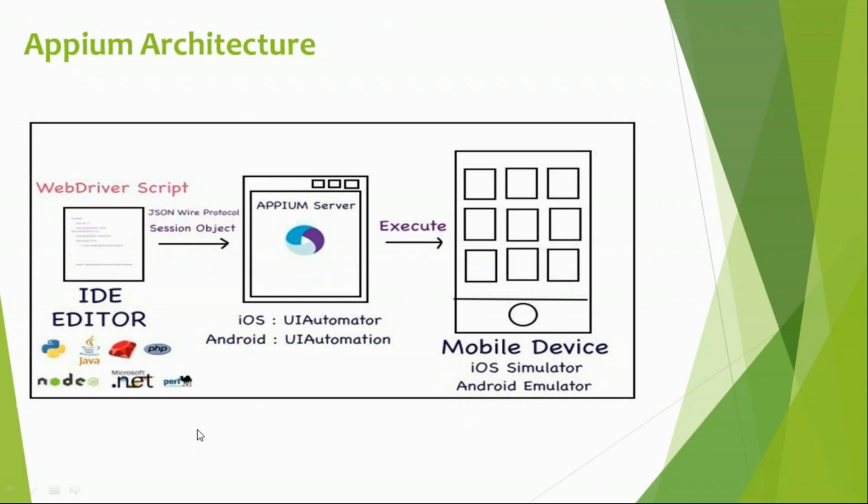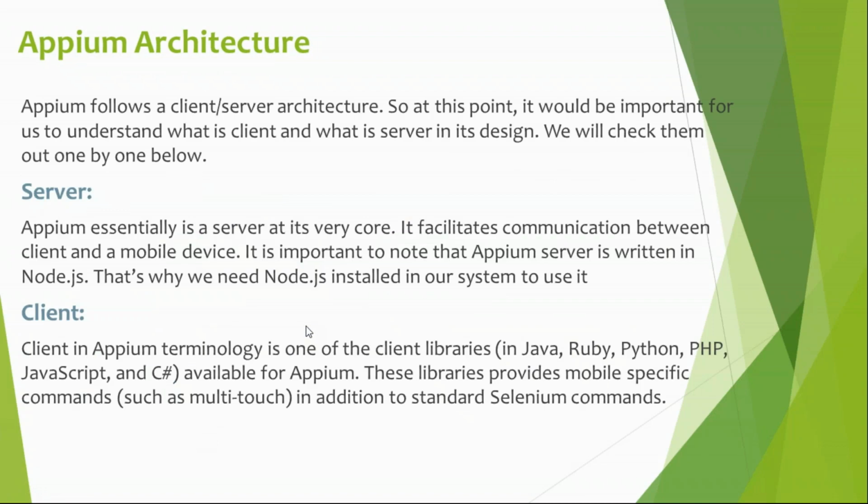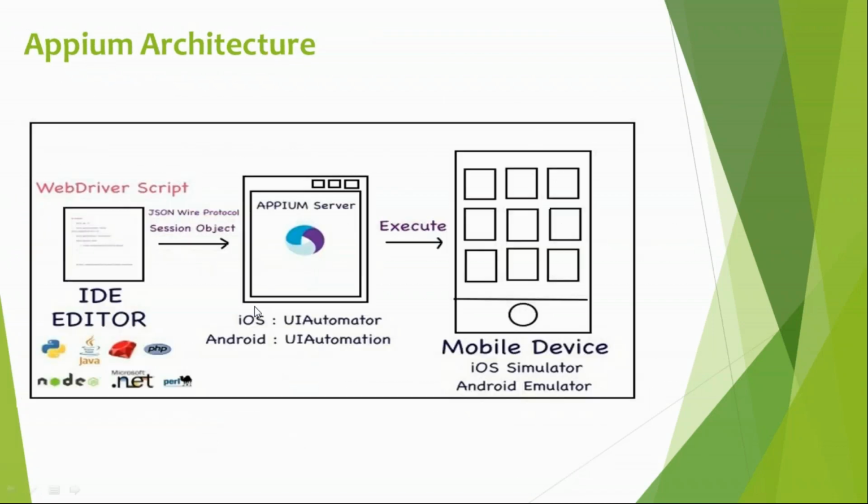Before installing, let's discuss the architecture of Appium. As I told, you will have your language bindings. You can select any language like Java, C#, Python, PHP, Node.js, Perl, whatever. Suppose we are using Java, we are using the Eclipse editor. Similarly, if you're using Python, you will have PyCharm, or if you're using C#, you will have Visual Studio. So you will have different editors for different languages.